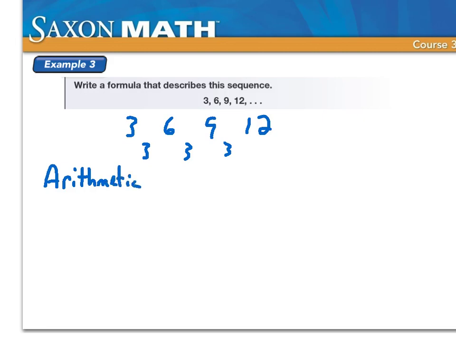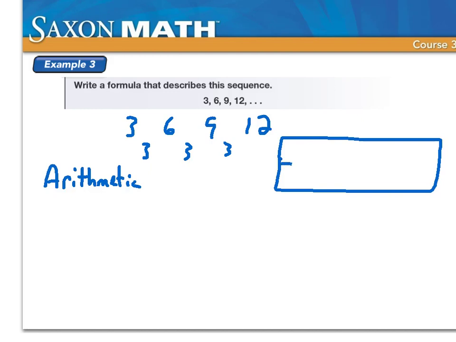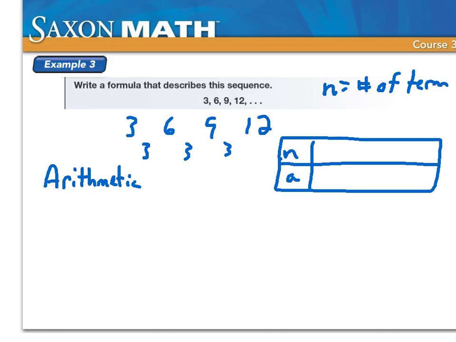Now I'm going to make a little table over here to help us see this, with the letter N and the letter A. N is the number of the term in the sequence, meaning first term, second term, third term, whatever it is. And A is the value of the term.